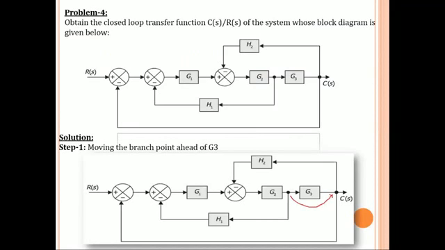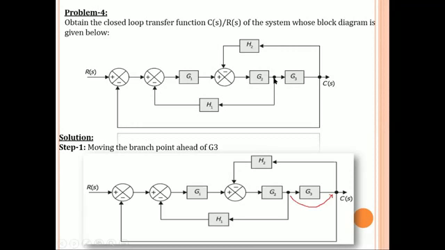So this is the fourth problem: obtain the closed loop transfer function C of S divided by R of S of the system. So here is the block diagram shown. Now looking into this block diagram, what can we do first? Here we have two series blocks, right?